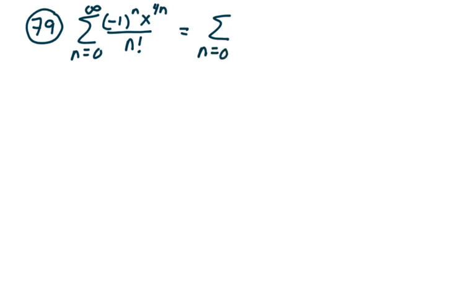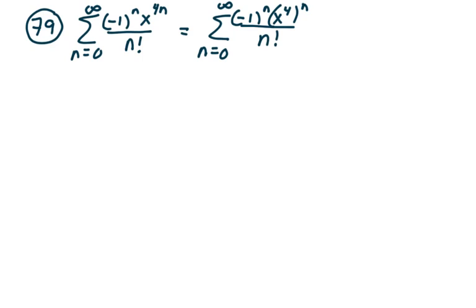Now, here's the series that I want to get a handle on. It's the summation from n equals 0 to infinity of negative 1 to the n, x to the 4n, divided by n factorial. Now, this is the summation from n equals 0 to infinity of negative 1 to the n, x to the 4th raised to the n, divided by n factorial, right?